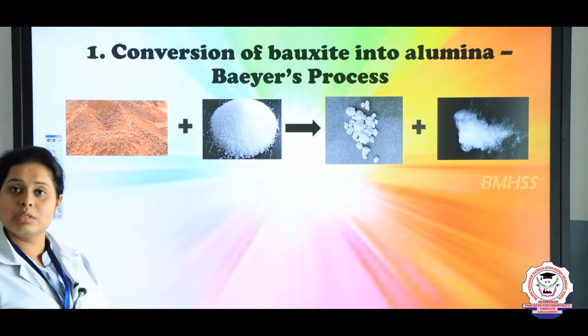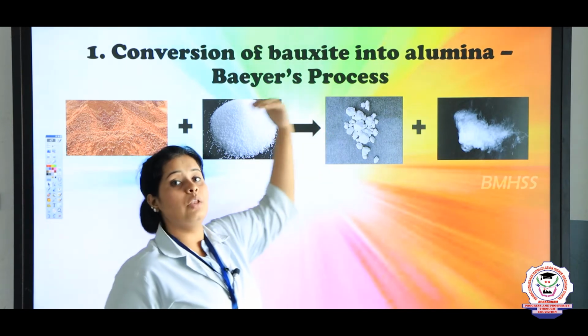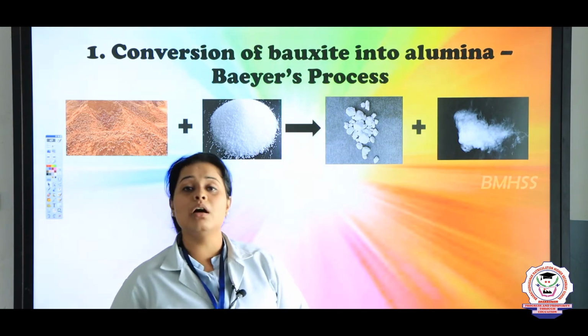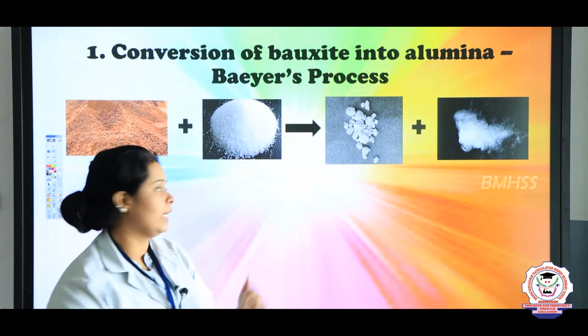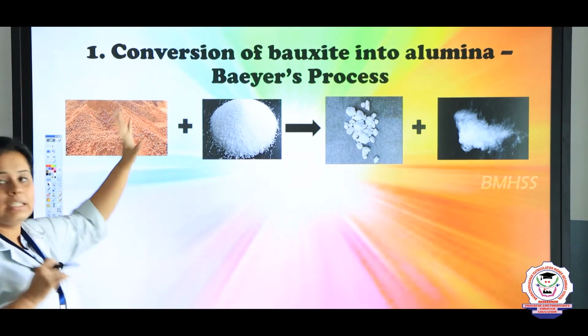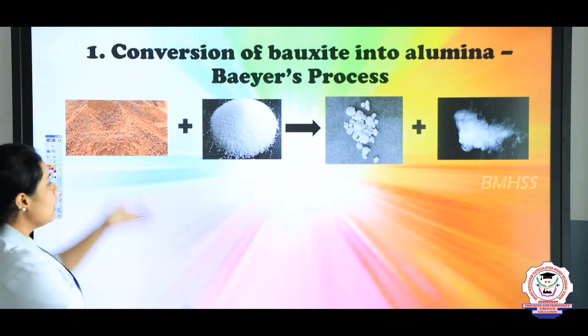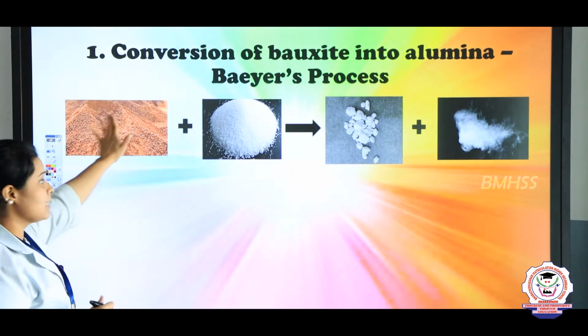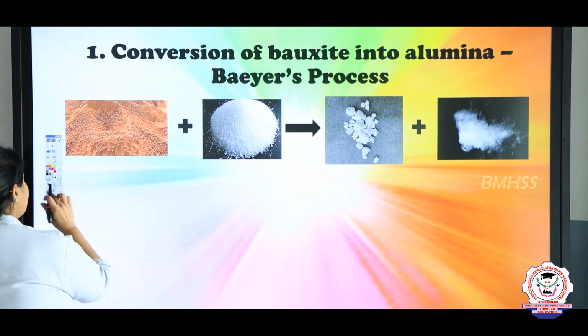The first process which we are going to see is conversion of the bauxite into alumina. That means we are removing the water molecules, because alumina is aluminium oxide. So first we are taking the ore of red color, and we are grinding it and making it a powder. So what is this? This is bauxite.